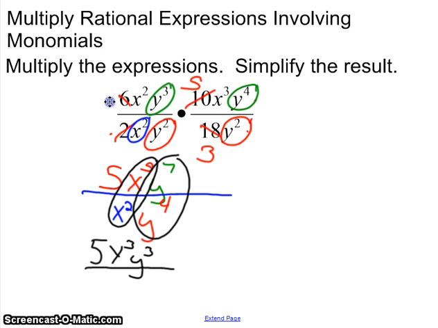Subtract the exponents. Now, for this problem, everything on the bottom canceled. So we've got an understood 1. But I say it's understood, that means you don't have to write it, and you shouldn't. In simplified form, anything divided by 1 is itself. So that's my final answer, 5x to the 3rd, y to the 3rd. Next problem.